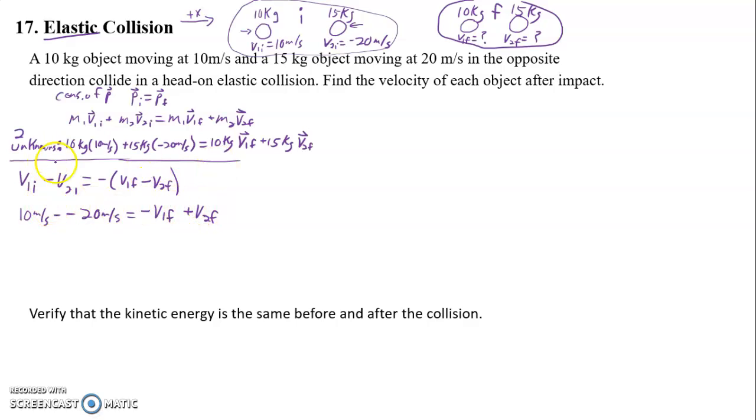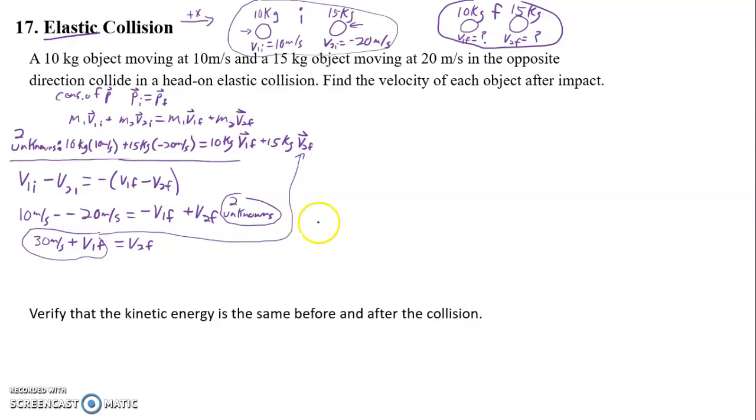I've got two unknowns in this equation as well, and it's the same two unknowns. That's great, because now I've got two equations and two unknowns, so I know it's solvable. Now it's just a matter of actually solving it. I can add these together. I got 30 meters per second plus v1f. I add v1f to both sides, and that's equal to v2f. I can then take that expression and plug it in right here for v2f.